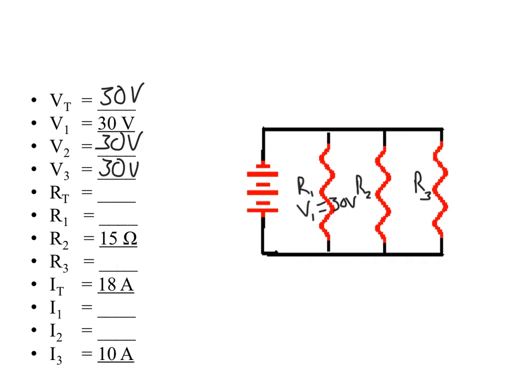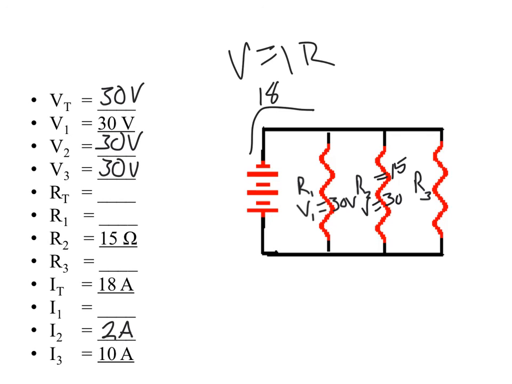Okay? If I know resistor 2 is 15 ohms, and I know that its voltage is 30, and I know V equals IR, then the current through resistor 2 is the voltage divided by the resistance. What's 30 divided by 15? 2. So the current through resistor 2 is 2 amps. All right? So it also tells me that my total current coming out is 18 amps.